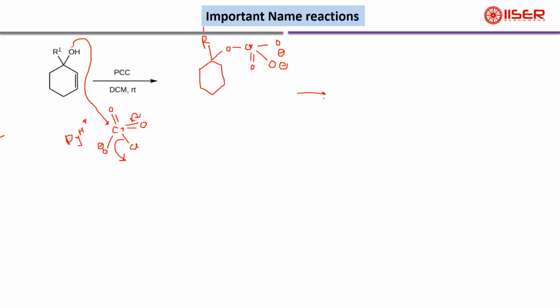Next, as there is no alpha hydrogen available to eliminate this chromium ester, it will undergo a rearrangement where it will attack this allylic position, and this goes here and this eliminates from the system. This happens when there is no hydrogen available, but at the allylic position there is hydrogen available.